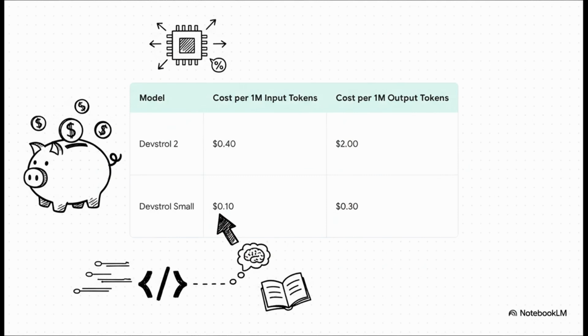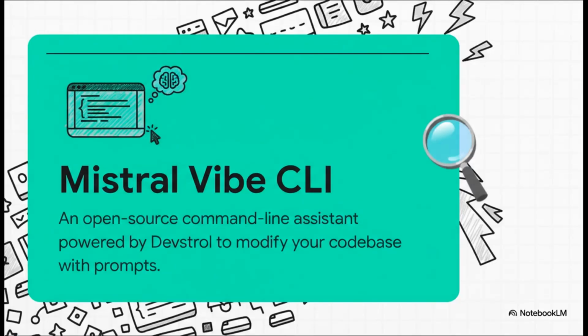And for anyone using the API, the pricing is just fantastic. The big model is just 40 cents for 1 million input tokens, and the small one is only 10 cents. It's incredibly affordable to use. Oh, and Mistral also dropped this new open source tool called Mistral Vibe CLI. It's a command line assistant that lets you use Devstral to tweak your code with prompts right from your terminal.